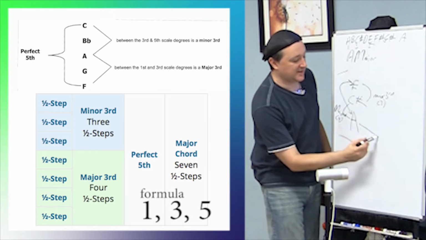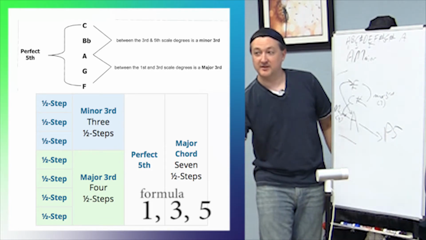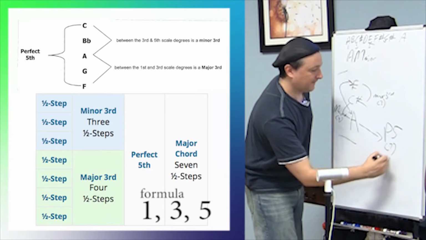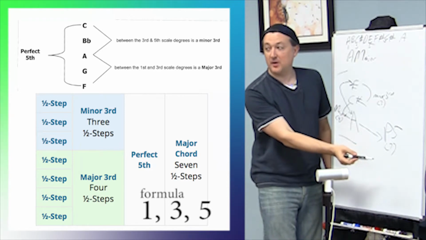Now, the distance between A and E is a perfect fifth. How many half steps is a perfect fifth? 7. Yay. Now, that's good because 3 plus 4 ought to equal 7. If not, we're in the tall grass.